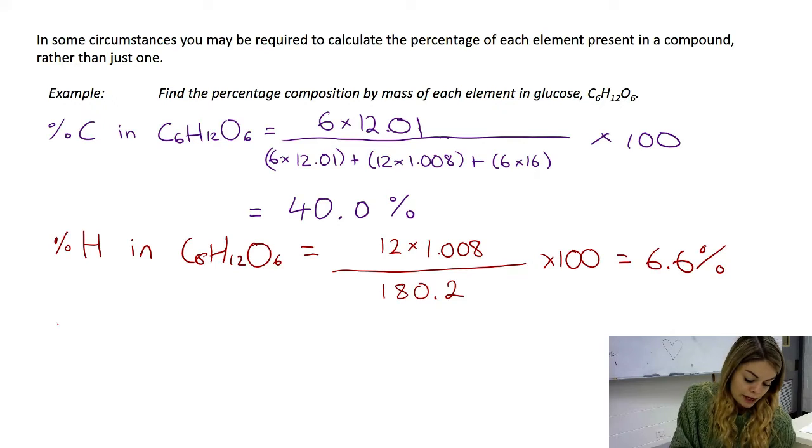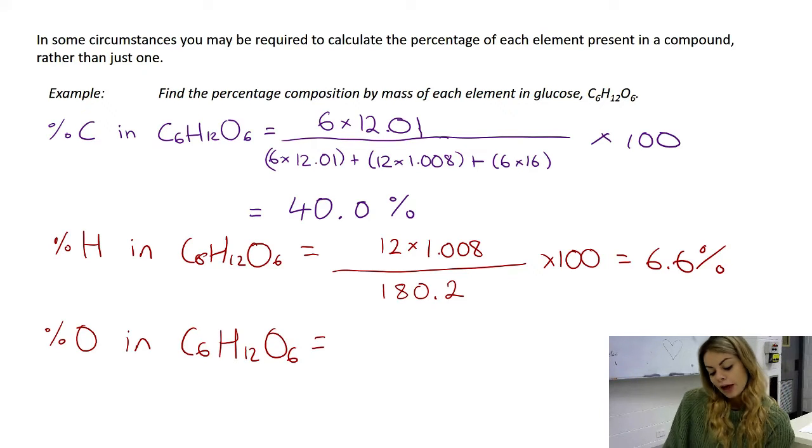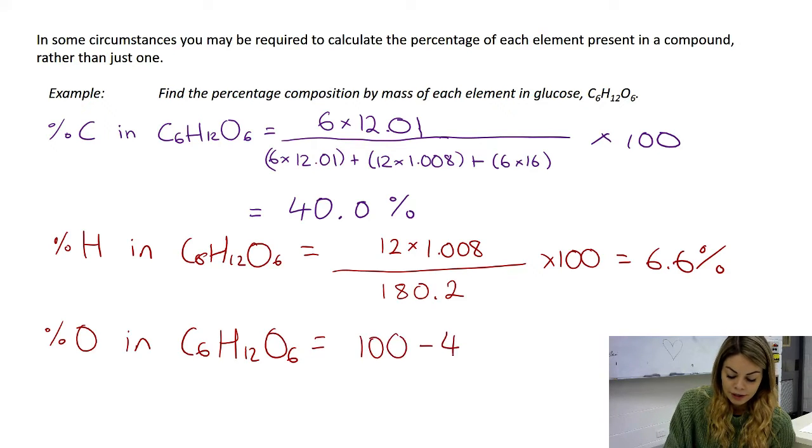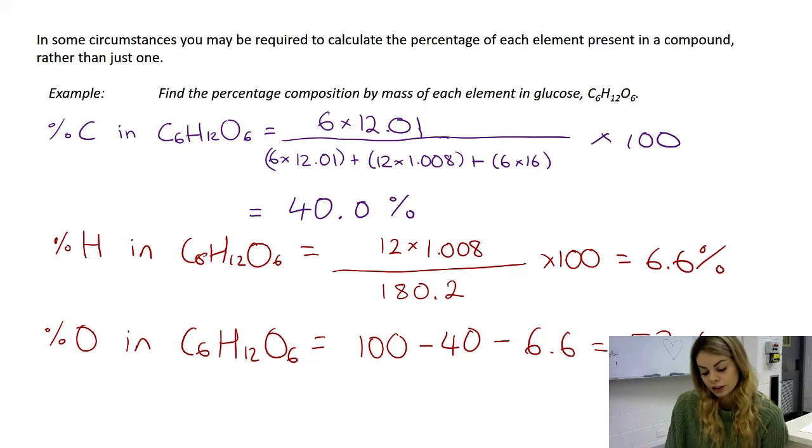Now the last one is percent oxygen, which we can do using the same method, but we also know that oxygen is all that's left and the percentages have to add up to 100%, so it might be easier to just subtract. So I'm just going to say 100 minus the 40% for carbon minus the 6.6% for hydrogen leaves me with 53.4% for oxygen. And that's that question. So that's not too crazy.